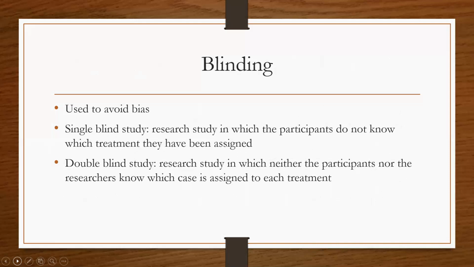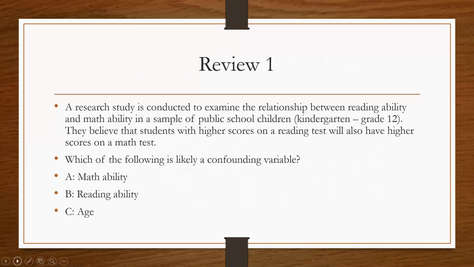In a double-blind study, neither the participants nor the researchers know who is getting what. And so that's really used to cut down on bias the most, since the researchers can't then express any kind of bias of their own. And it can be incredibly useful when giving really any kind of experiment.